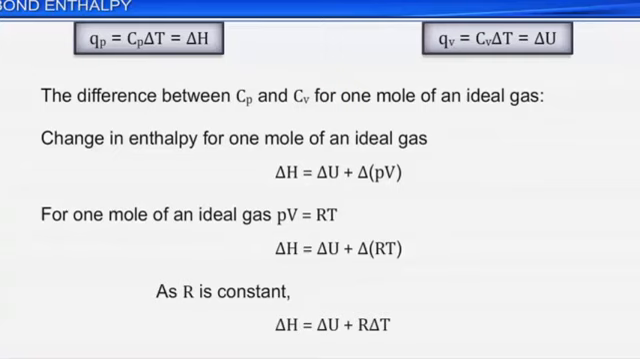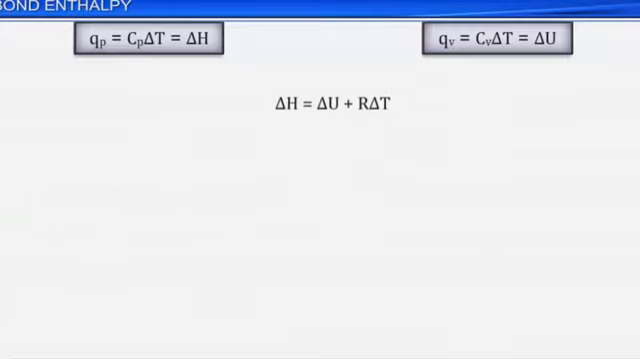On substituting the values of delta H and delta U in the equation, we get Cp multiplied by delta T equals Cv multiplied by delta T plus R delta T. Since delta T is equal to 1, we can write the equation as Cp equals Cv plus R, or Cp minus Cv is equal to R.